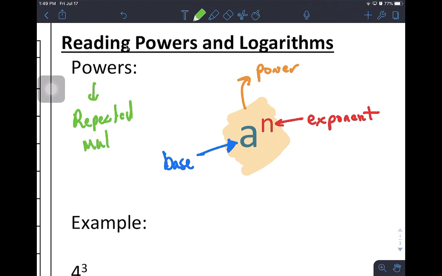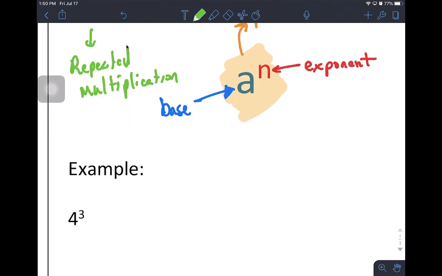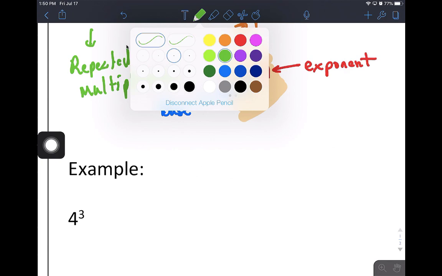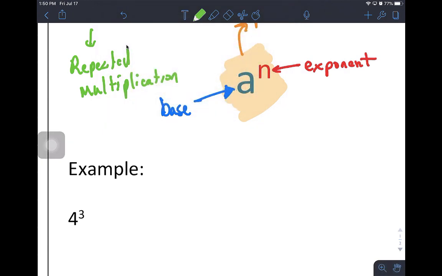So when I take a look at an example here, 4 is my base, 3 is my exponent, the power is 4 to the third. So we should be thinking, how do I evaluate that? That's going to be 4 times 4 times 4. And our final answer is going to be 64 then.